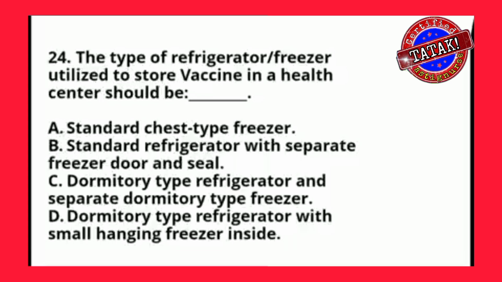Okay, so take note, pag ang pinag-usapan natin is all about the refrigerator or freezer for the vaccine storage, always remember not to use a dormitory type of refrigerator. So pag may nakita ka sa options or sa choices sa board exam na meron nakalagay dyan na dormitory type, ika-cancel out na natin agad yan kasi mali na po agad yung ating letter C and letter D. So between letter A and letter B, which of these options is most appropriate for vaccine storage? So the correct answer in your number 24 is letter B.